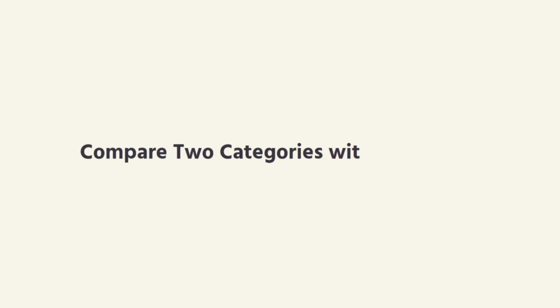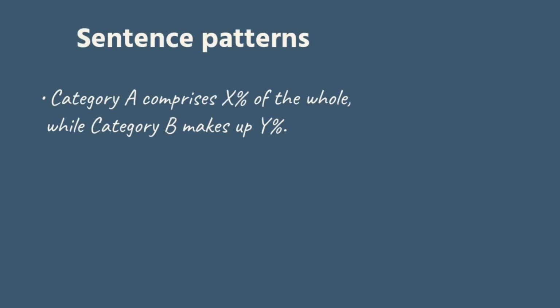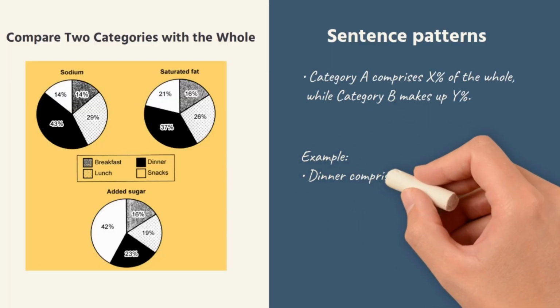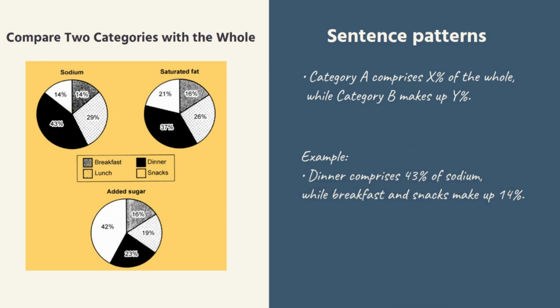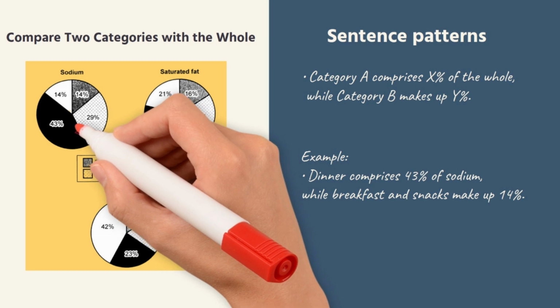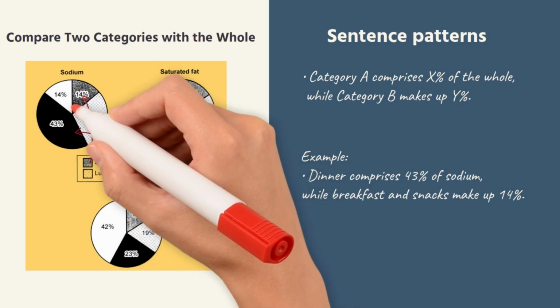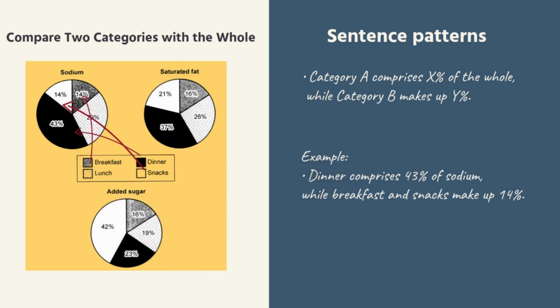Second, compare two categories with the whole. For instance, you can say dinner comprises 43% of sodium, while breakfast and snacks make up 14%. This structure is more sophisticated and frequently used in writing. While this approach applies to all charts, it is particularly useful for pie charts.